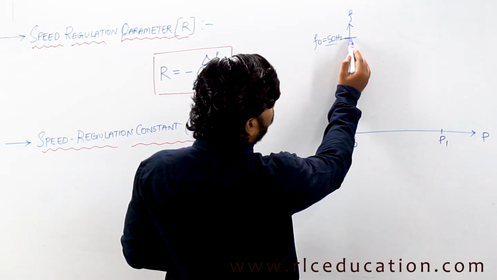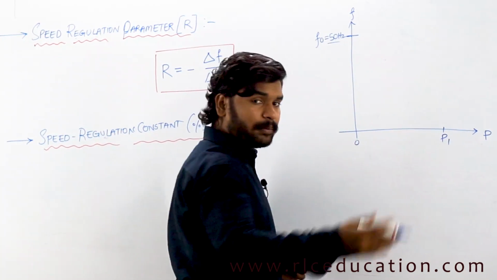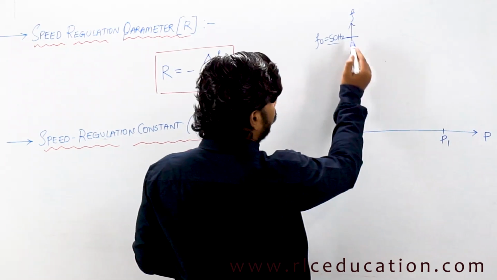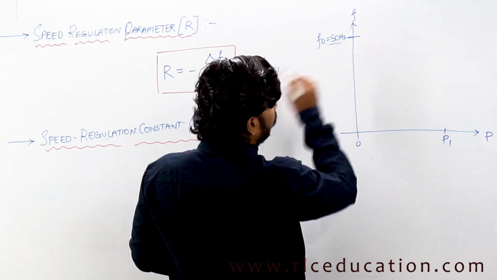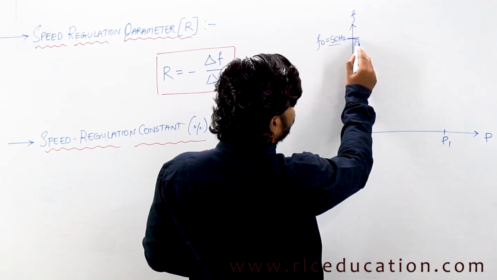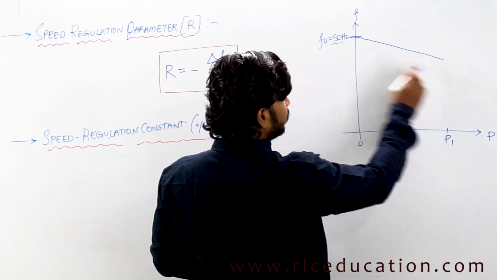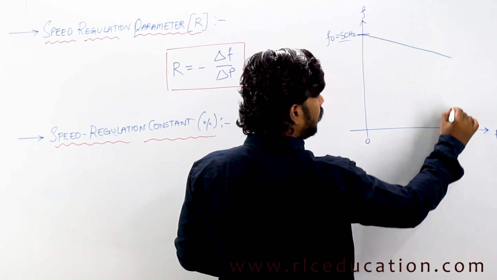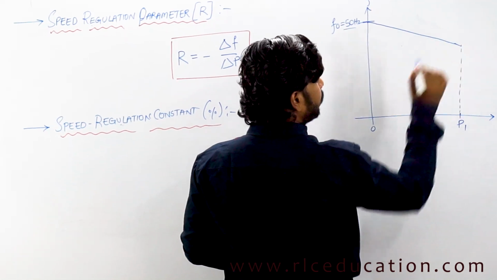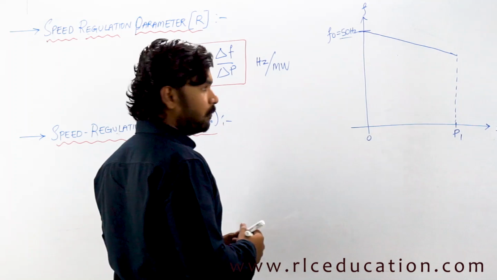Now as you keep on loading this machine, what happens? Automatically the speed will decrease, assuming that there is no governor as of now. There is no load control mechanism or frequency correction mechanism. So the frequency keeps on falling like this, isn't it? What is the change in frequency now? What is the change in load? How much load will you apply on this generator? Maximum up to its full load rating only. Up to P1 only will you apply the maximum load.